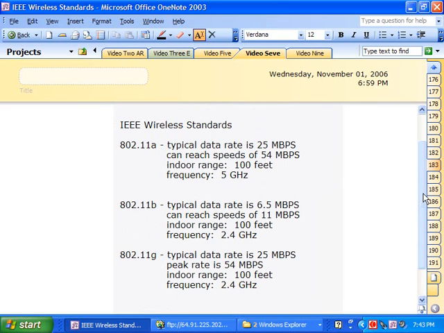The reason I mentioned B and G there together is that these two particular standards are compatible to the point where many wireless routers and many wireless cards that use these standards are actually referred to as 802.11b/G or simply B/G, but they are two separate standards.